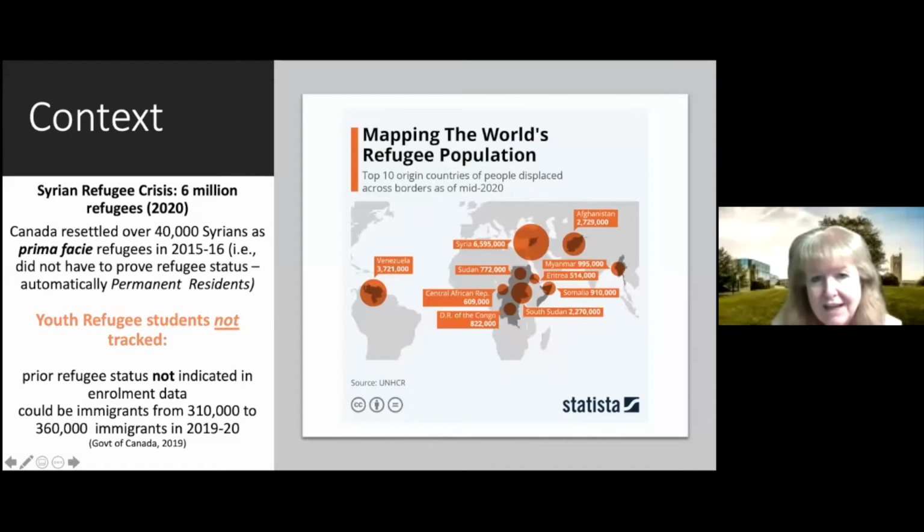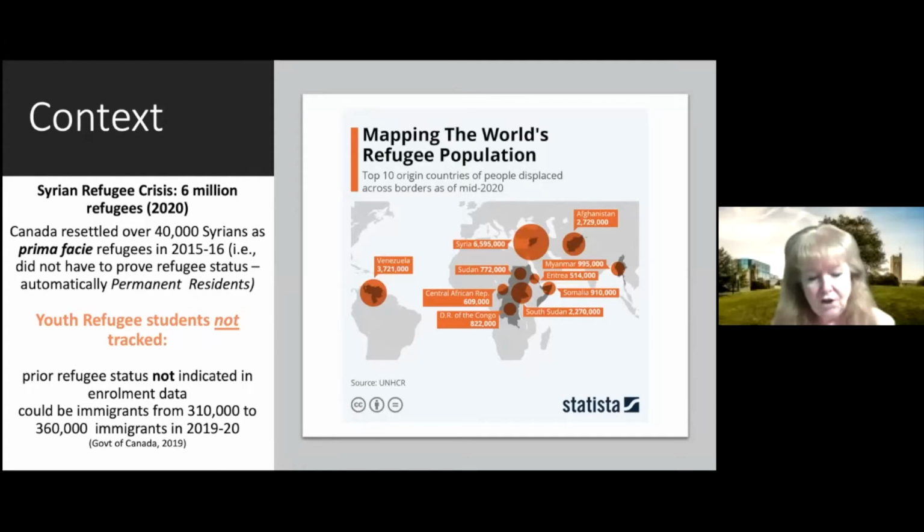if you look on the right-hand side, it shows the top 10 origin countries of people that were displaced across borders as of mid-2020. And so the country with the highest amount of refugees is Syria with over 6 million, followed by Venezuela with over 3 million, and then South Sudan and Afghanistan with over 2 million each.